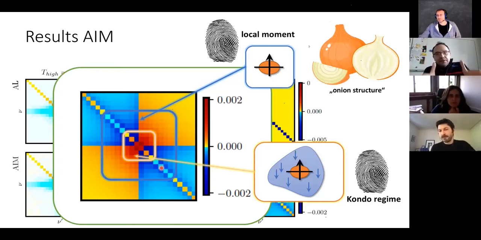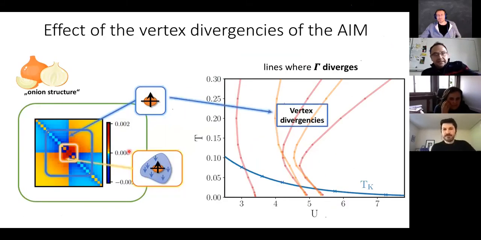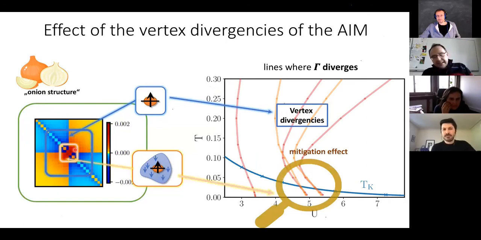And in this case, that means that at the Kondo scale, your generalized susceptibility gets a sort of onion structure. So you have an external part, which is always perturbative because the frequencies are larger than U. Then you have an intermediate part where you see the effect of your local moment. And then you have an inner core, where you see that your local moment is screened. Given that, it's clear that the fingerprints of the local moment are responsible for the vertex divergences, while the inner core, where the diagonal is turned back to positive, is responsible for a slight mitigation of the vertex divergence, which is associated with this small bending at low temperature.